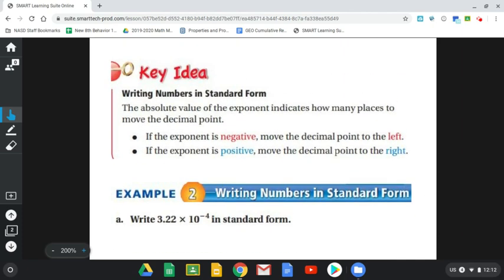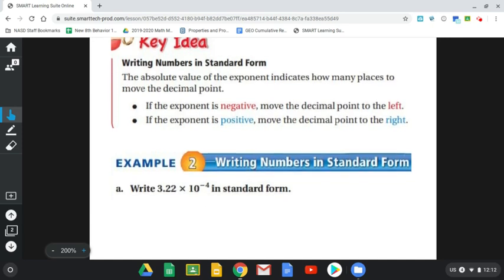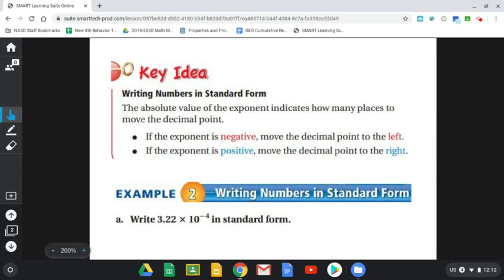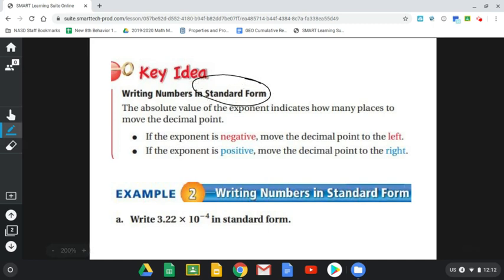Okay, so we're going to write some numbers in what we call standard form. So let's talk about that. We're going to be given, like if you look down at example 2, a number that's written in scientific notation. This 3.22 times 10 to the negative 4th power, right? And they're going to ask us to write it in standard form. Well, we have to understand what standard form is. And it's real simple. Standard form to us just means the way we're used to seeing a number, all right? Just the regular way of writing a number. So that's all I'm going to write up here. It's just the regular way.